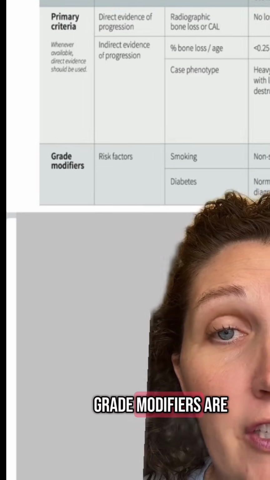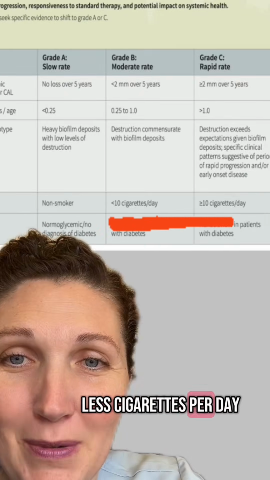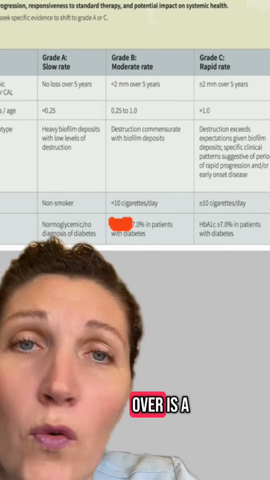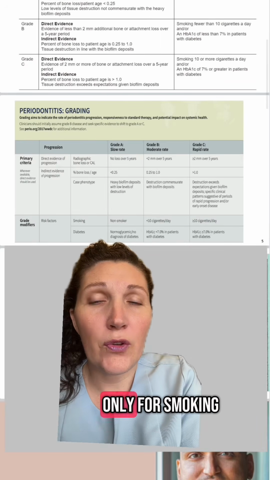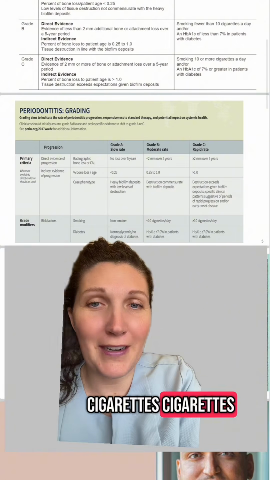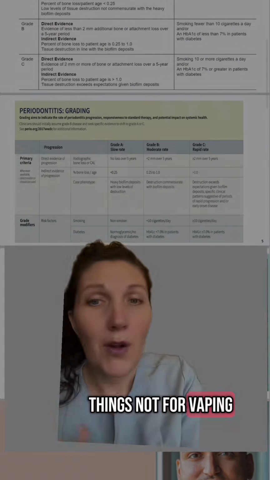Some of the grade modifiers are if your patient smokes 10 or less cigarettes per day, they're going to be a grade B. Anything 10 and over is a grade C. Currently, this is only for smoking, cigarillos, cigarettes, those types of things, not for vaping. We may see that someday.